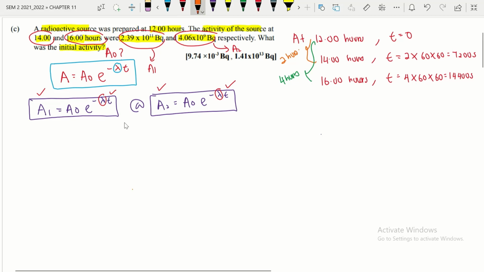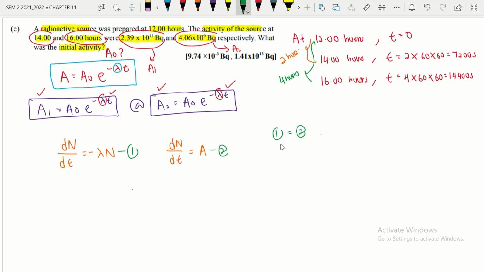Okay, mari kita buat. So kita tahu rate of decay bersamaan dengan negative decay constant darab dengan number of nuclei. And kita juga tahu rate of decay dia sama dengan activity. Therefore, kalau kita samakan equation number 1 dengan equation number 2, kita tahu activity bersamaan dengan decay constant darab dengan number of nuclei. Alright, so sekarang Miss dah tahu dah Miss punya activity.